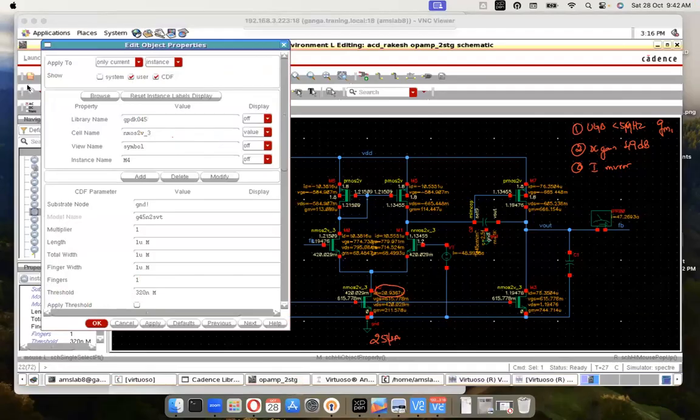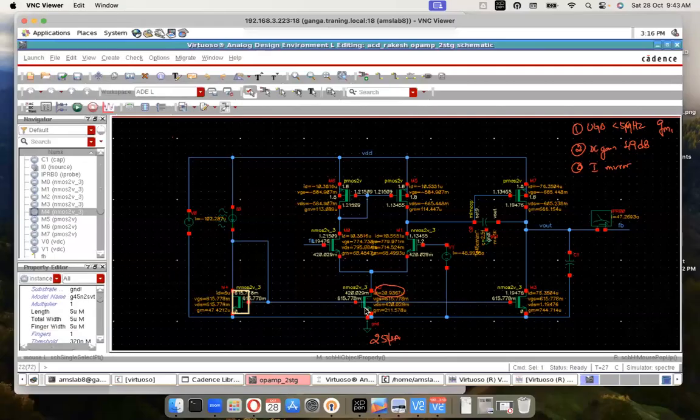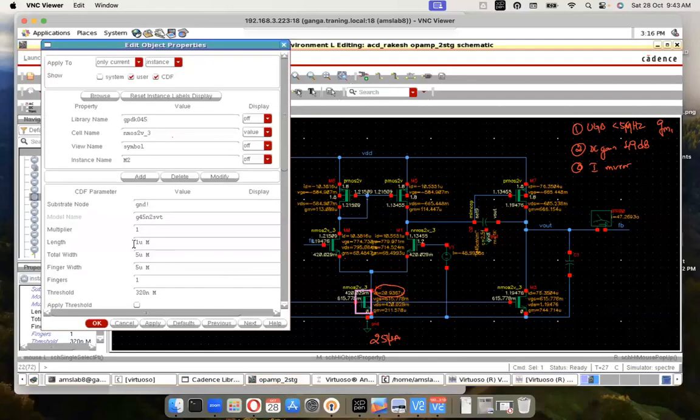First thing, let's improve our length. 1 micro length, although it is good, it is not good enough. You have to make sure that our length is quite high, at least for the current mirror. Let's put it at 5. So length and width both are multiplied by 5 times. Now, length is 5 times. Width, we may not be able to go up to 25 micro. So instead, I'll do that.